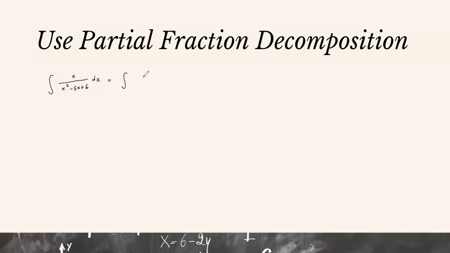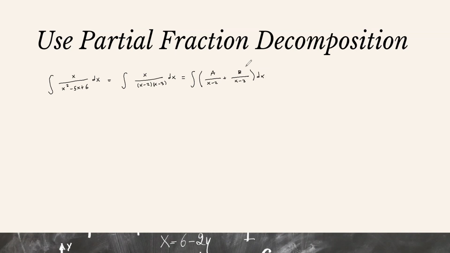If we were to factor the denominator, we would get x divided by x minus 2 times x minus 3 dx. That looks like it would be pretty messy to integrate. It'd be really nice if we could break it down into two separate fractions, having something, let's call it a, in the numerator, and just x minus 2 in the denominator. And having something else, we'll call it b, in the second numerator, and x minus 3 in the denominator.